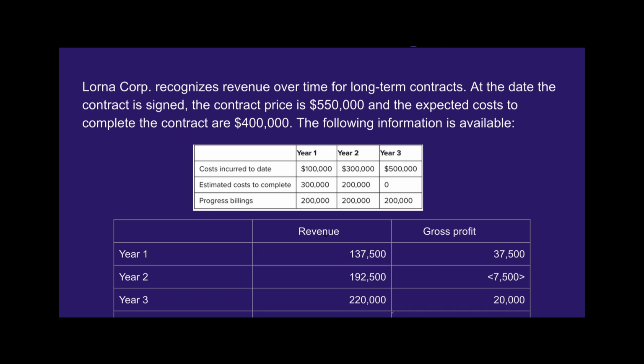And so 550 minus the 500 is $50,000 of gross profit, allocated mostly to year one. Subtract from year two the 7,500 loss. That gets us down to 30 plus the remaining 20,000. Our total gross profit, $50,000. And there you have an example of overall positive gross profit, but a negative gross profit in an interim year.